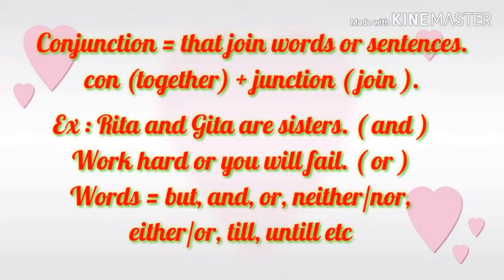For example, Rita and Gita are sisters. Here two words are joined by the conjunction and. Another example, work hard or you will fail. So or is also a conjunction. So words like and, but, neither, nor, all these words are known as conjunctions. Here it's very easy. The parts of speech are very easy, but you have to know them properly.